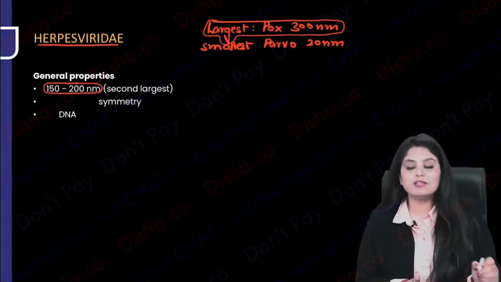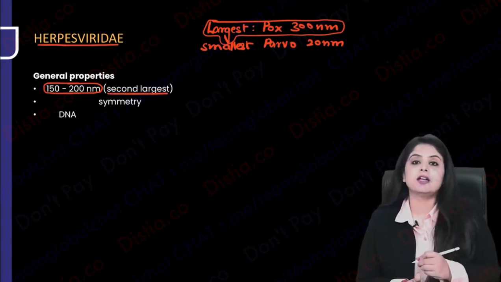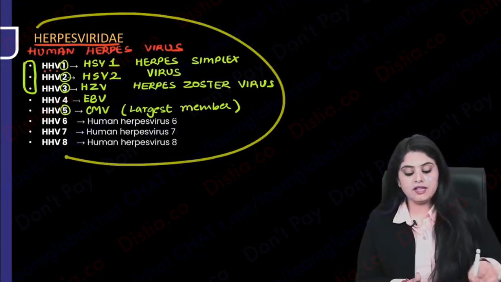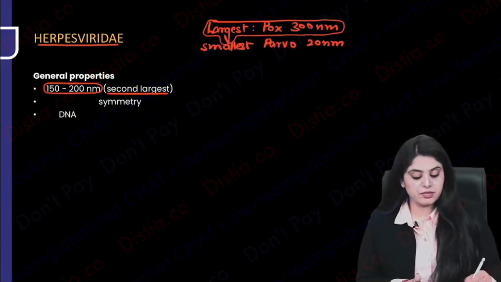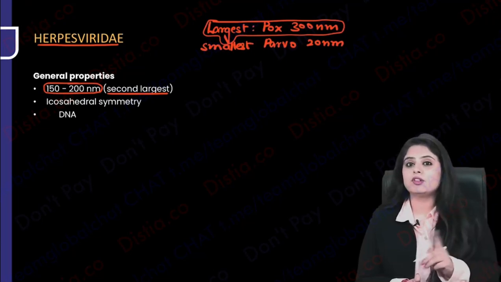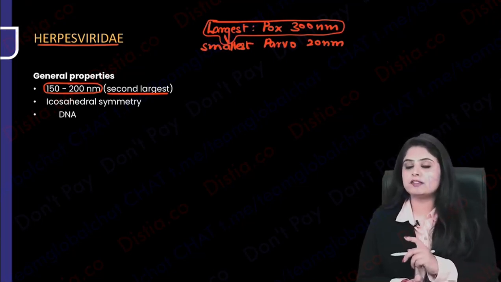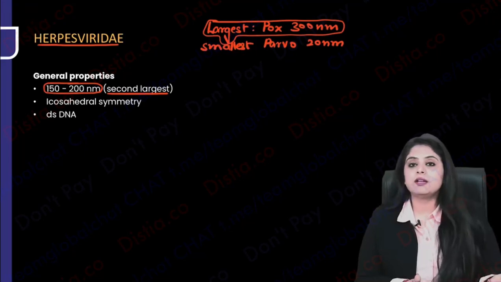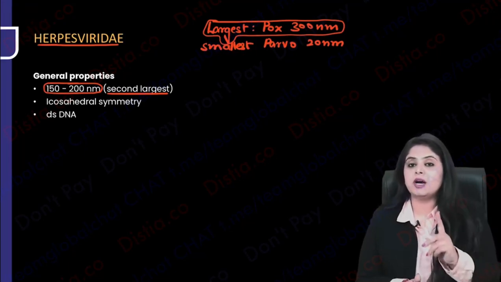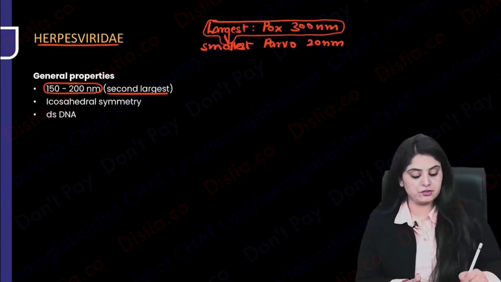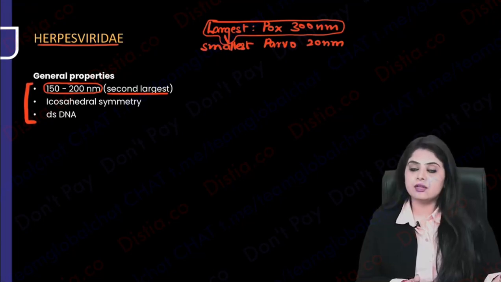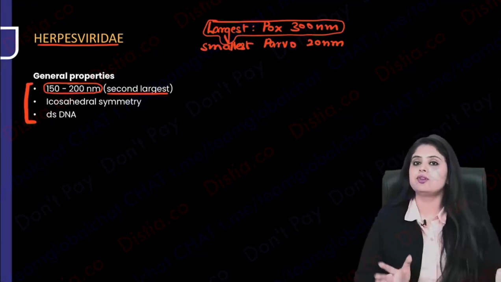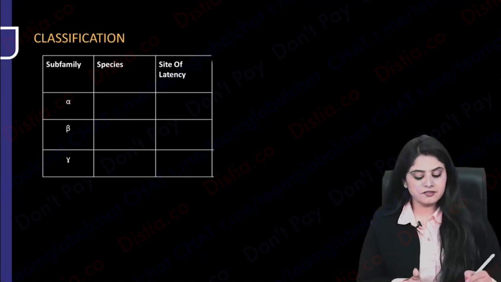So herpesviridae family is 150 to 200 nanometers. It's the second largest. What is the symmetry? I had told you all the DNA viruses have icosahedral symmetry, except pox. Pox was complex. Remember, pox had complex symmetry, but icosahedral for all other DNA viruses. What kind of DNA? All DNA viruses are double-stranded except parvovirus. Parvo was single-stranded, rest all are double-stranded. So this is a 150 to 200 nanometer icosahedral double-stranded DNA. Like I said, you won't have to repeat all of this, because if you've done general virology, your concepts are clear. Now let's go on to the classification that is followed.